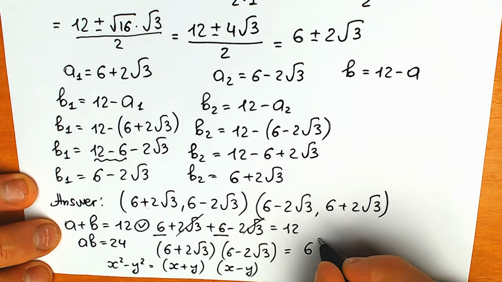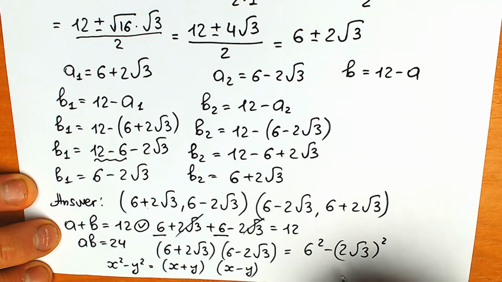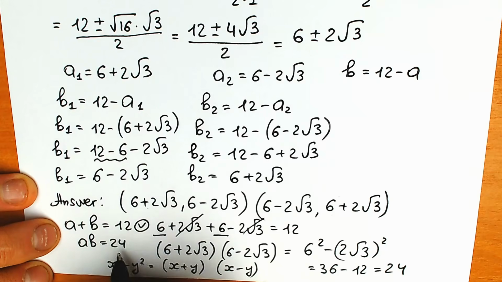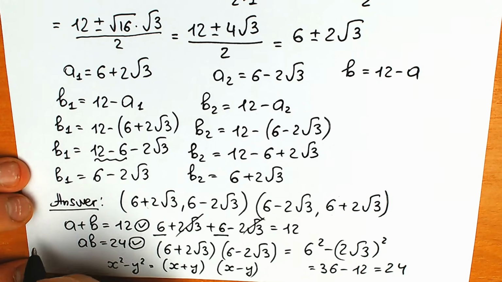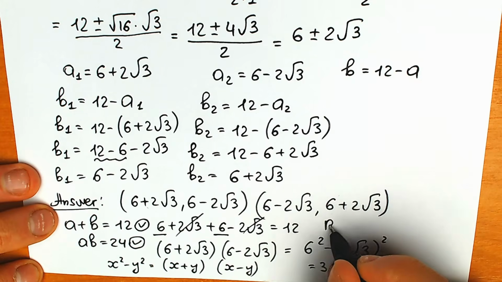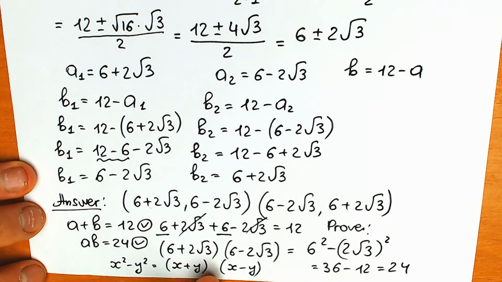So 6 squared minus (2 square root of 3) squared equals 36 minus 2 squared, which is 4, times square root of 3 to the power 2, which equals 3. So 4 times 3 equals 12. So as a result, right here we have 24. So our multiplication works absolutely perfectly as well. So we proved it. Right here we can easily say that this is our proof, this is our check.